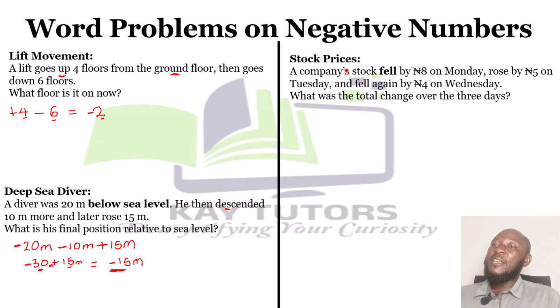Stock prices. A company stock fell by 8 naira on Monday. By falling, don't forget that will automatically be minus 8. And later, it rose on Tuesday by 5 naira. So we have it fell by 8 naira and later rose by 5 naira on Tuesday. And it fell again on Wednesday. Now the question here is, what is the total change over the 3 days?